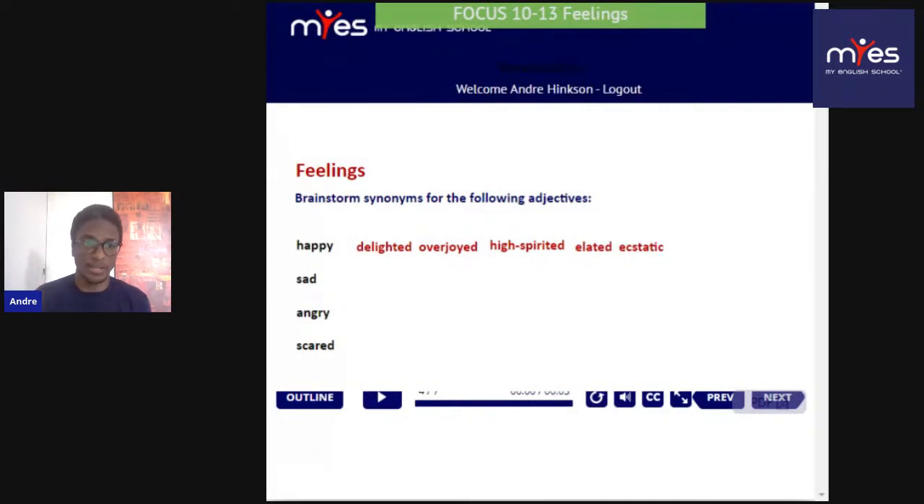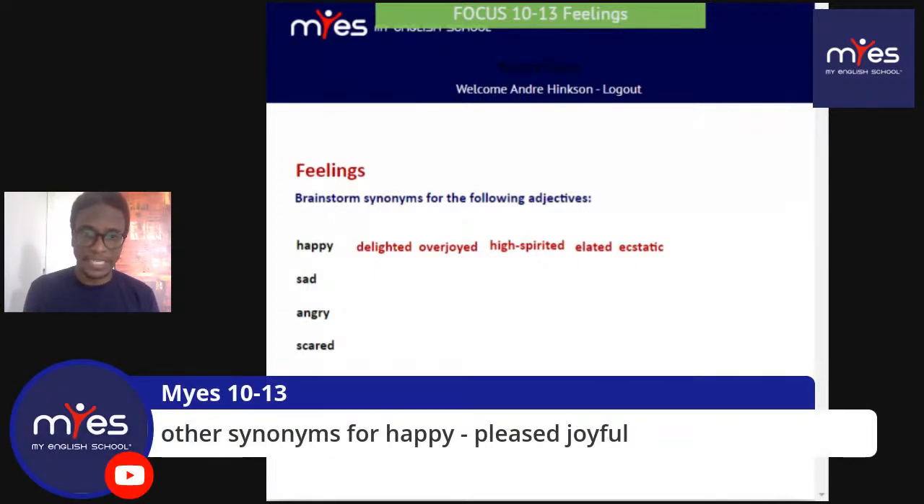As I mentioned before, there's pleased as well. Synonyms for happy. What's another one we can find? There are quite a few more we can use. Joyful. Practically those are the ones that I remember, along with the ones on the screen as well. So these are just some extra adjectives we use for happiness in English. Pleased and joyful.